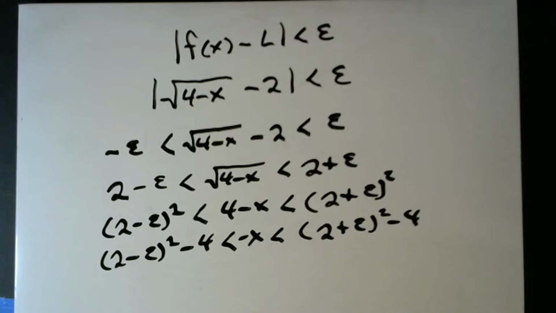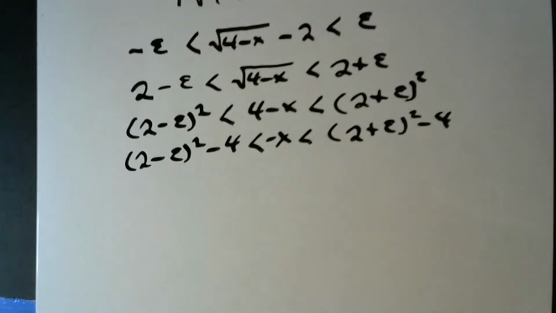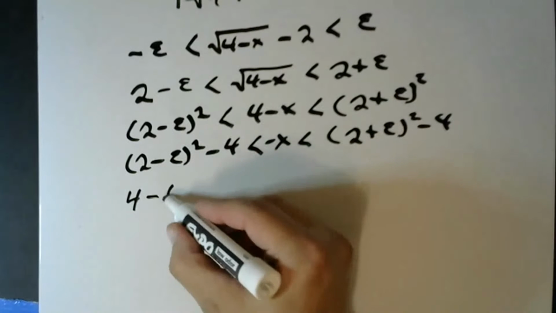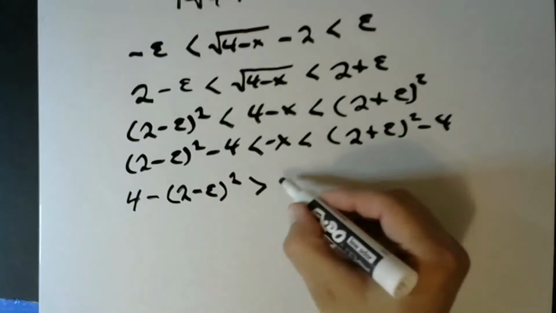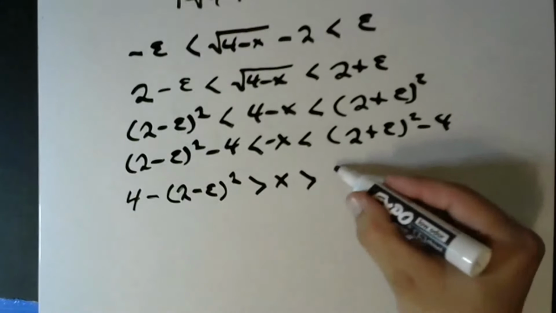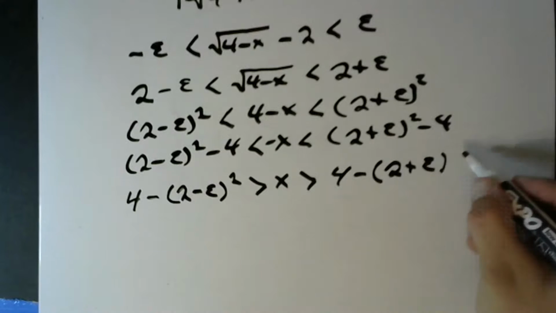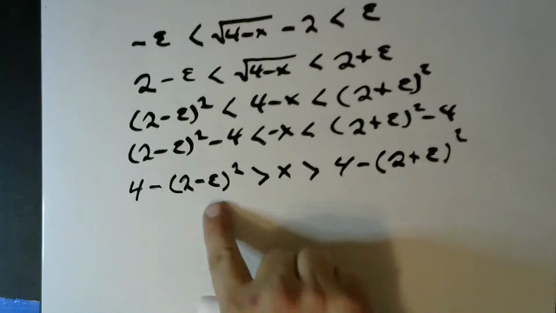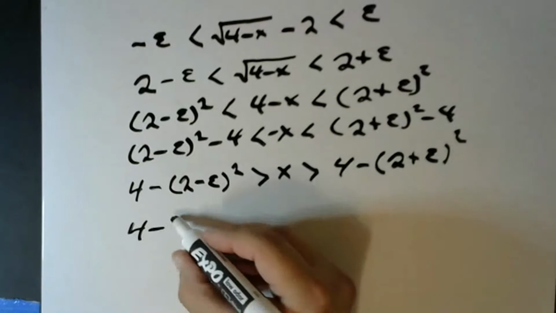And so next what we can do, multiply through by -1, and that's going to cause these to flip around. So we're going to get 4 minus 2 minus epsilon squared greater than x greater than 4 minus 2 plus epsilon squared. Let's double check the math there, looks good. And then we can expand on this. I'm going to rewrite it so it's a more familiar form, actually. We'll do it like this.